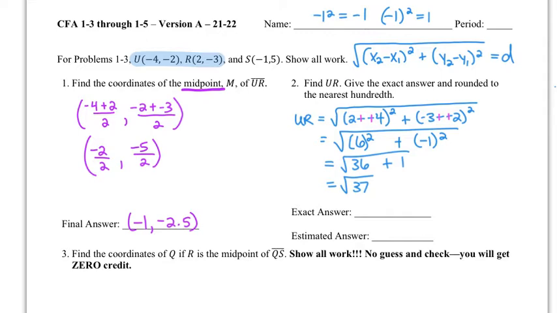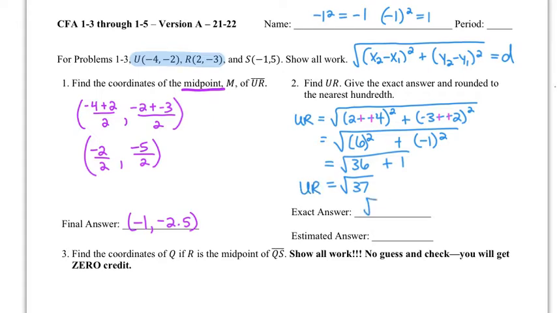And no, you cannot square root these separately. We've talked about that, remember? It's not the same because the square root of 36 is 6, the square root of 1 is 1. Square root of 37 is not equal to 7. You cannot square root separately when you have a sum. You have to add first and then square root. So this is an irrational number.